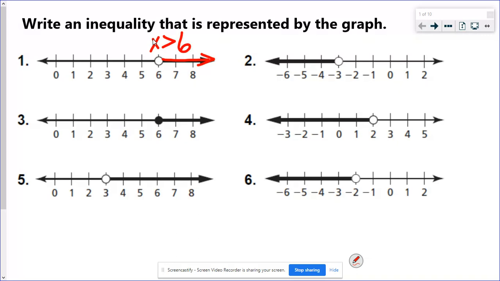The difference between number 1 and number 3 is that number 3 has a filled in circle. So it's still going to be my variable first. I'm still going to the right, so it's going to be a greater than. Still being compared to 6, but this time because it's also filled in, I would get that half of an equal sign.